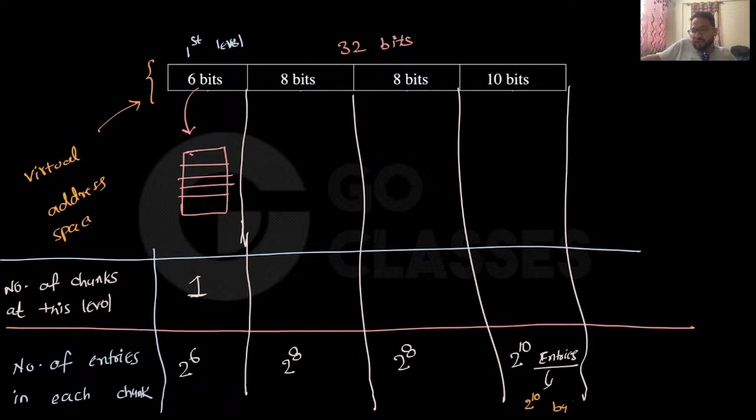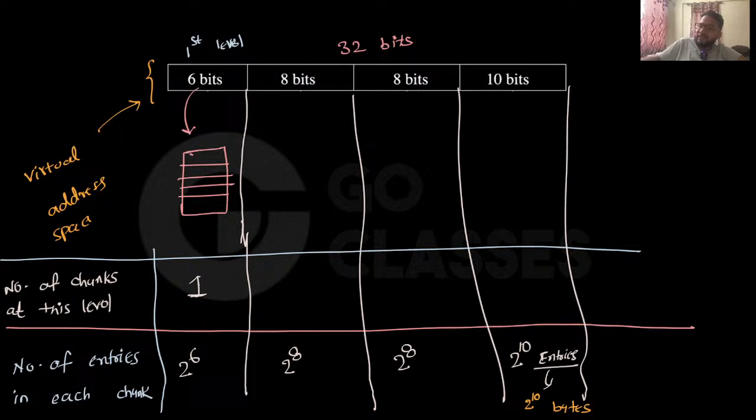At the last level it is very easy to convert entries to bytes, but at the other levels you need to multiply with the page table entry size. Anyway, I will talk about it later. So is this clear to everyone? What the 6, 8, 8 and 10 represent, right? I'm just doing a quick revision. Okay, now tell me how many chunks are there at this level?